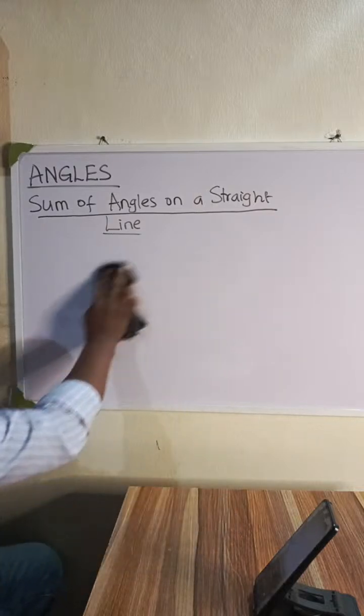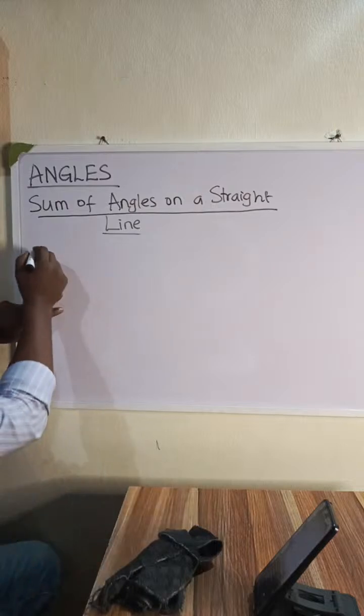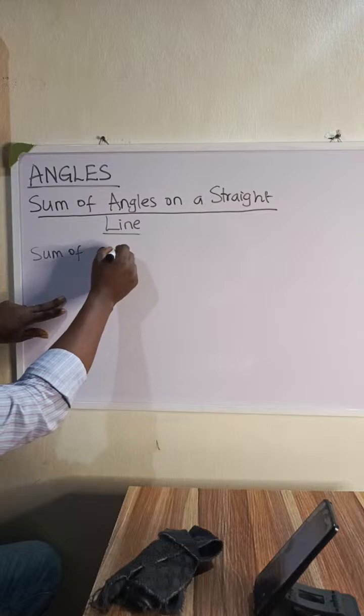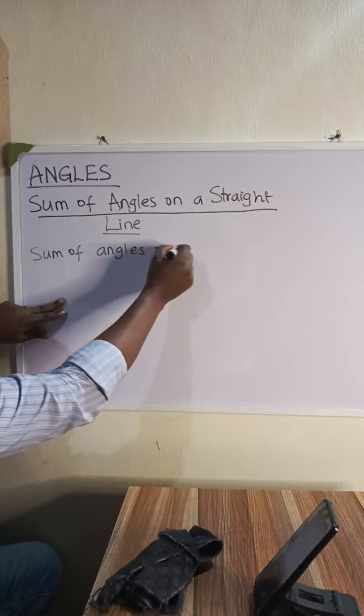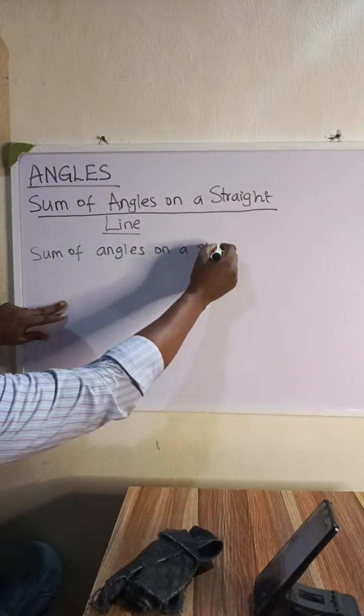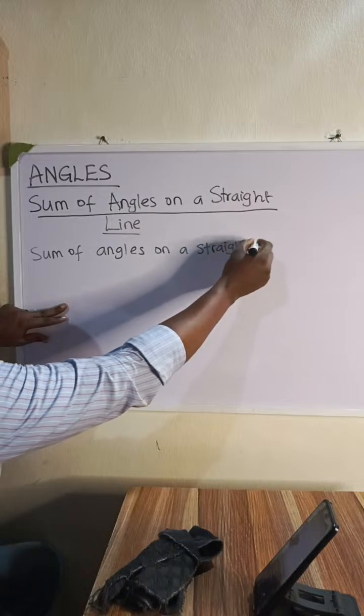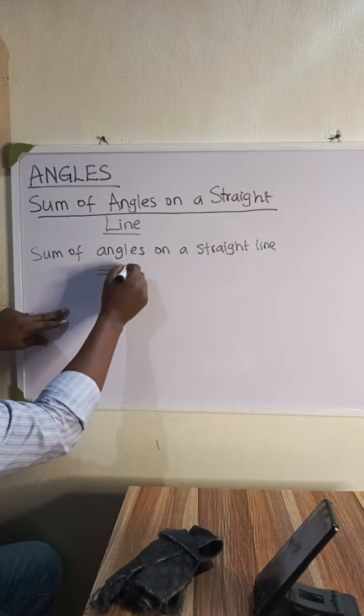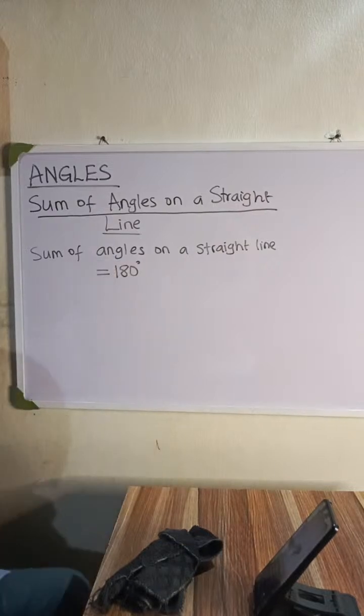So this principle states that the sum of angles on a straight line equals 180 degrees. So that's the principle. The sum of angles on a straight line is equal to 180 degrees.